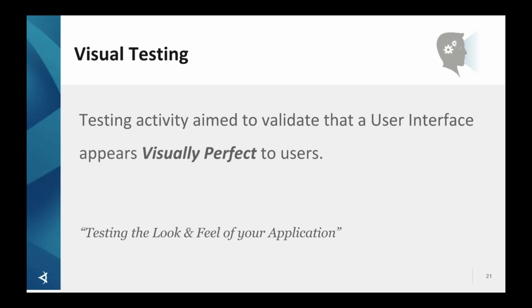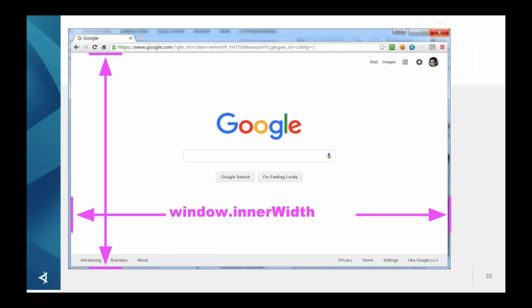Before I get into that, let's take a quick overview of what visual testing really is. The way we define it, it's a testing activity that aims to validate that the user interface is appearing, and the keyword is visually perfect, to users. Another way to put it is testing the look and feel of your application. It's the first thing your users interact with and get acquainted with, and they'll have a pretty strong impression of your product based on how visually perfect it appears.